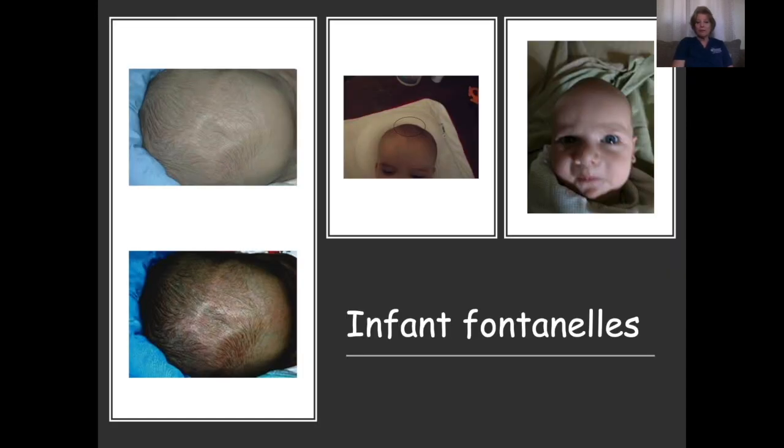Here's some pictures of fontanelles on infants. You can see the two on the left look pretty sunken. The two on the right look like they're bulging. And so, again, that's an ongoing assessment for your infant fontanelles.